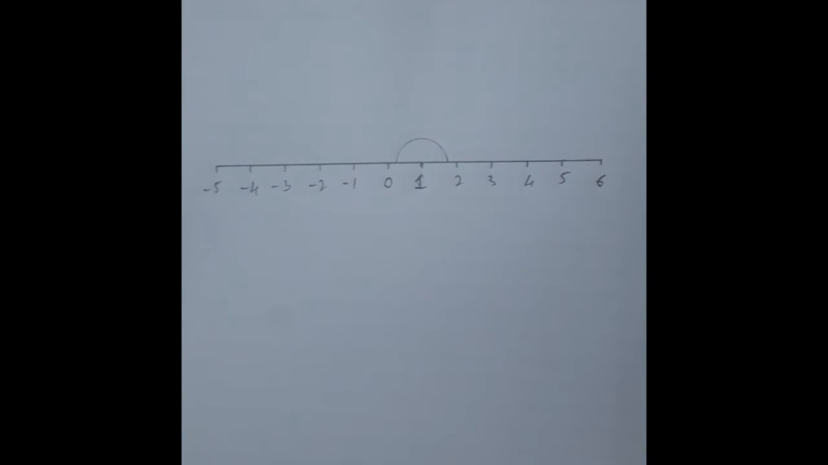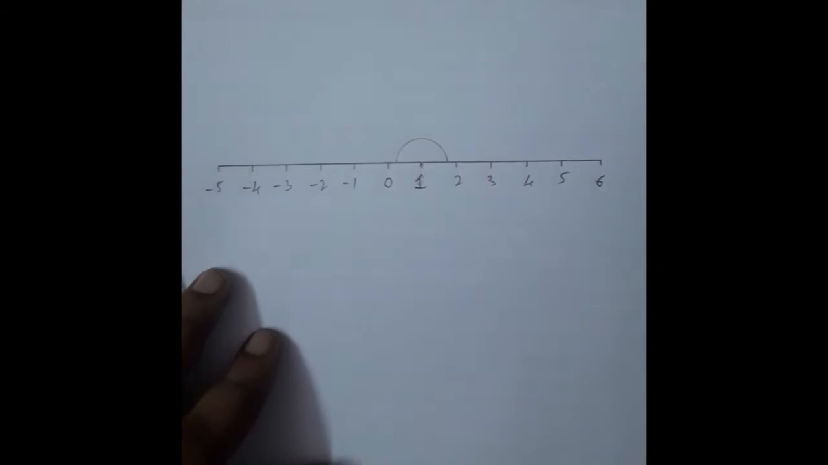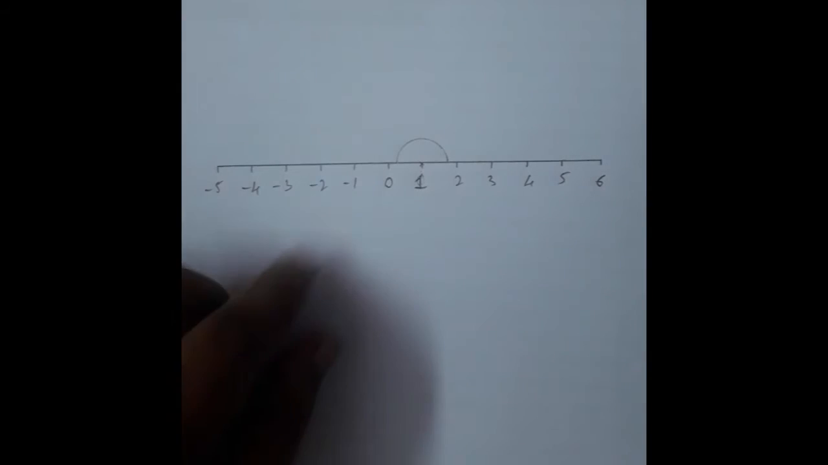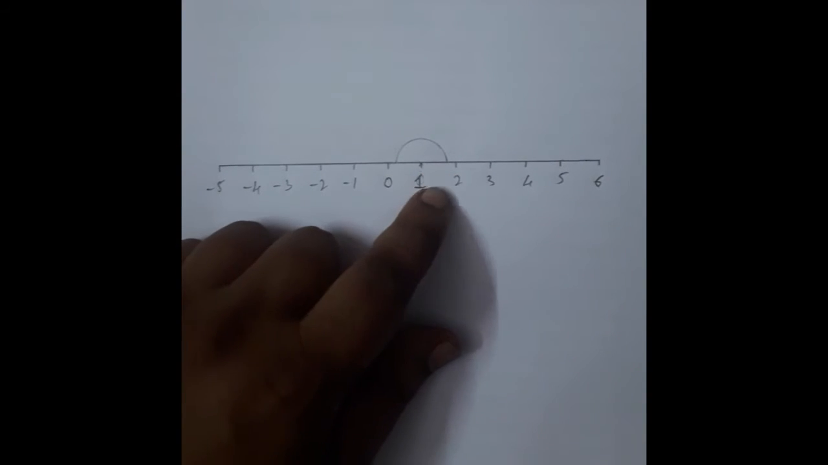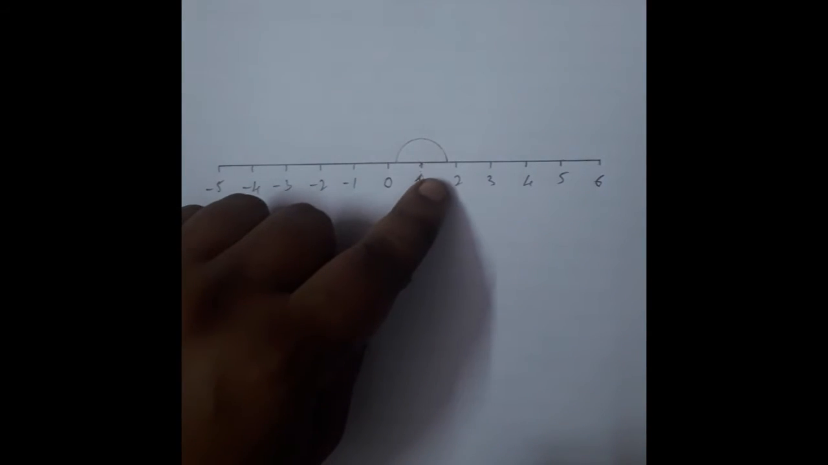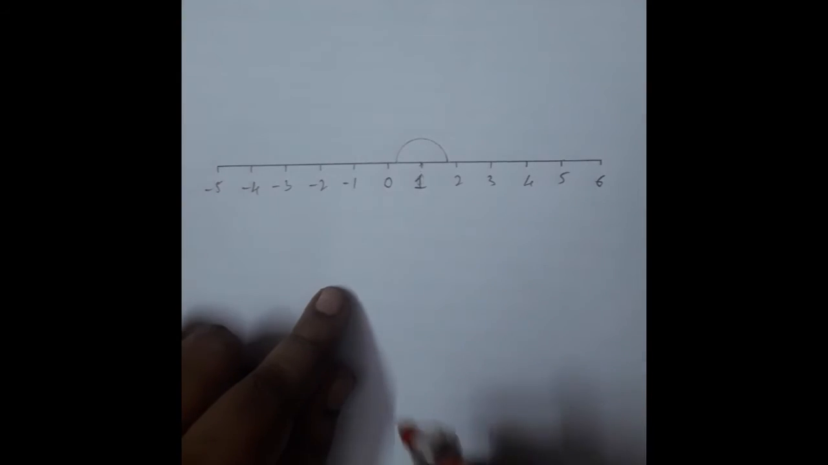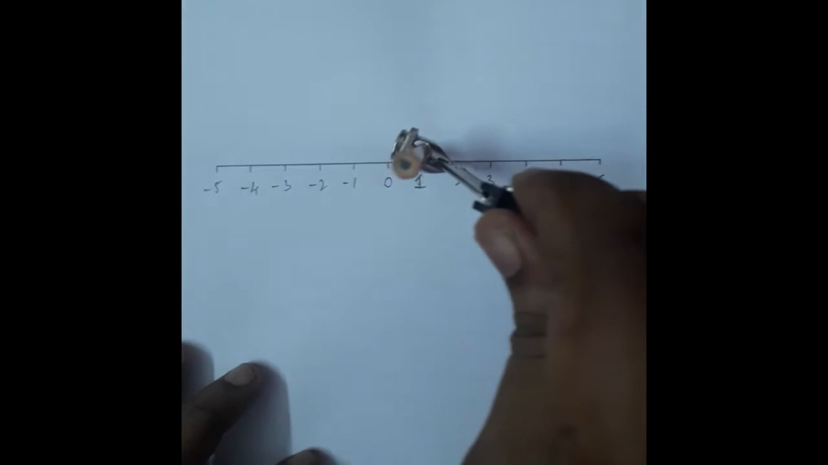Now that we have drawn a semicircle, use the point where the arc cuts the number line closer to the positive end, that is closer to 2. If we cut on the other end, we'll end up getting the negative root 2 measurement. We don't want negative root 2, we want positive root 2. So we'll always cut on the right hand side. We take the same measurement that was used to construct this semicircle, keep the pointer at this point and cut the semicircle.